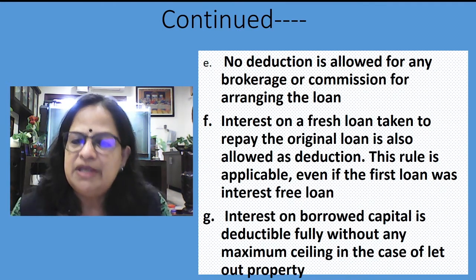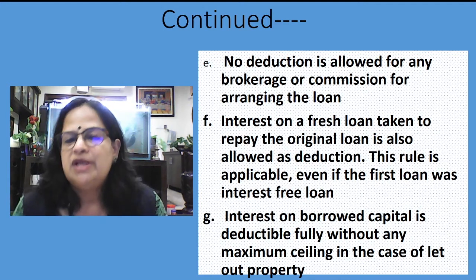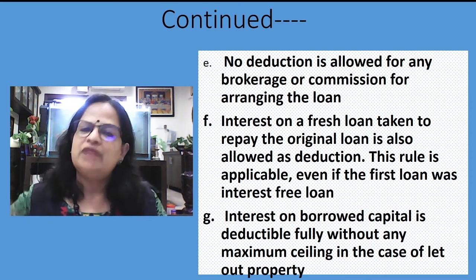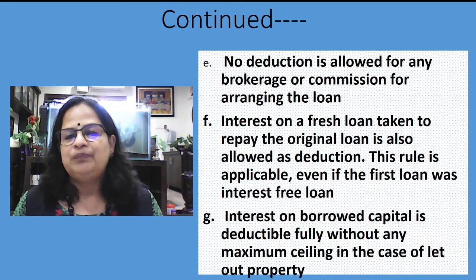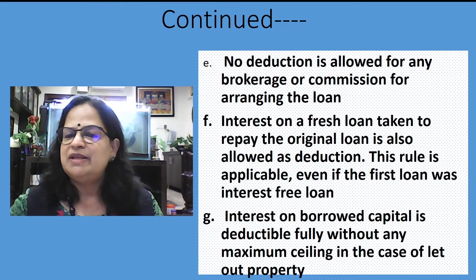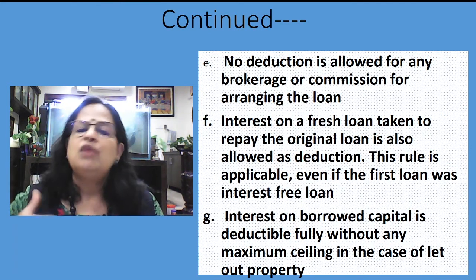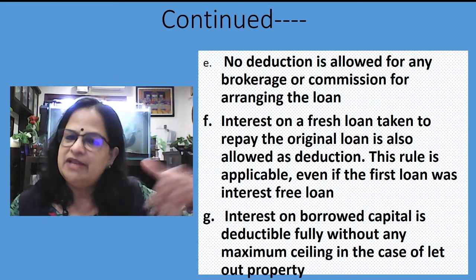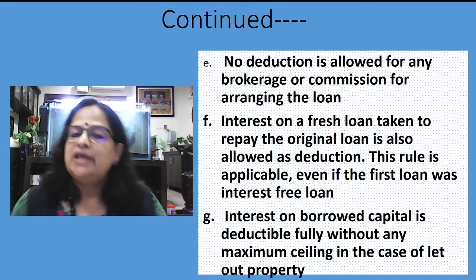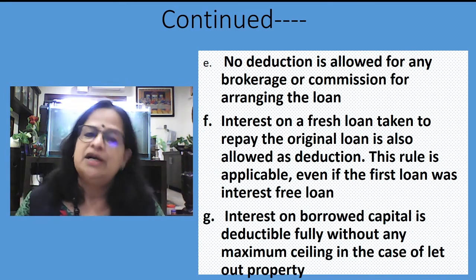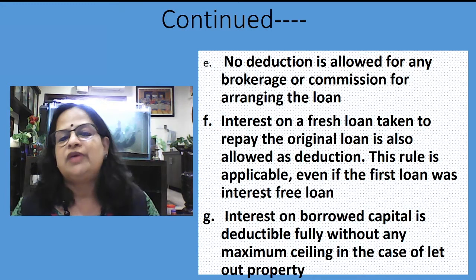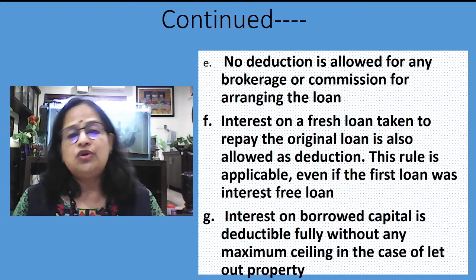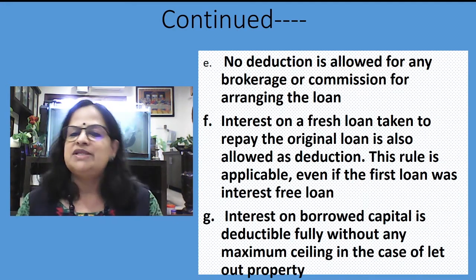Next is, interest on fresh loan to repay the original loan is also allowed as deduction. This rule is applicable even if the first loan was an interest-free loan. See, sometimes government will revise the rates. Now you know that with the lockdown they are reducing the interest rates. So when the housing loan interest is reduced, some people will take a fresh loan and clear the earlier loan which they are paying at a higher rate. So you are taking a new loan to clear the earlier loan. That you can also claim, and even if the first loan was an interest-free loan, you can claim this deduction.